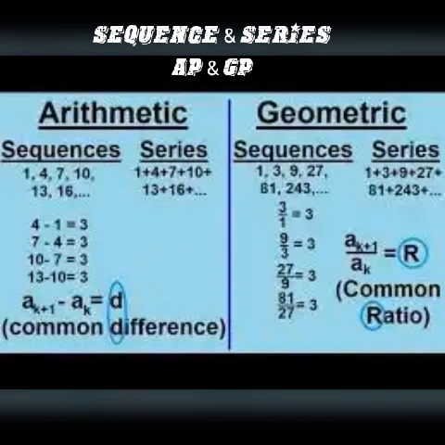Now question number 4 says find the number of terms in the arithmetic progression: 2 plus 5 plus 8 plus and so on up to 35. Now in this question, we have to find the number of terms.